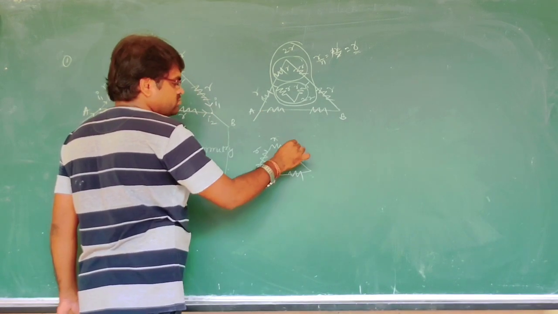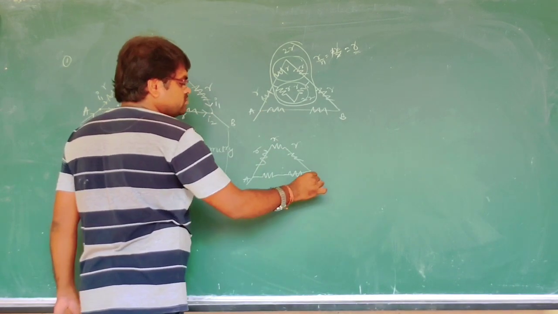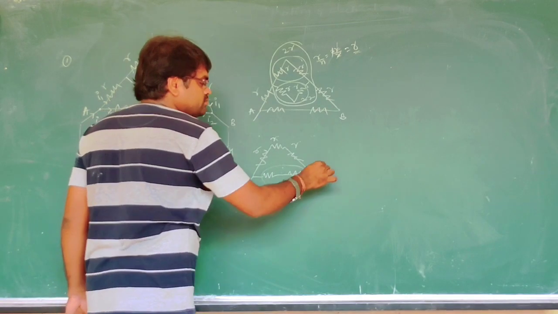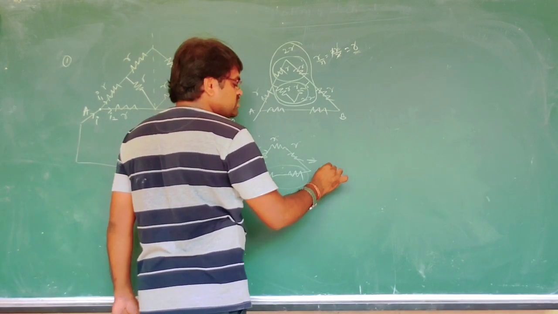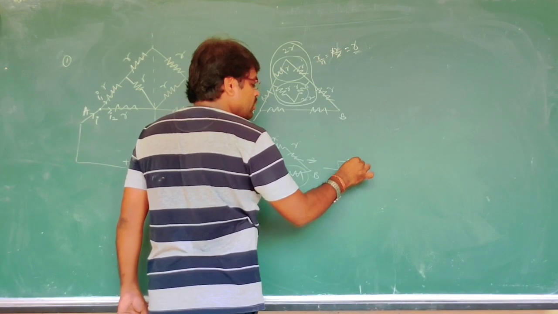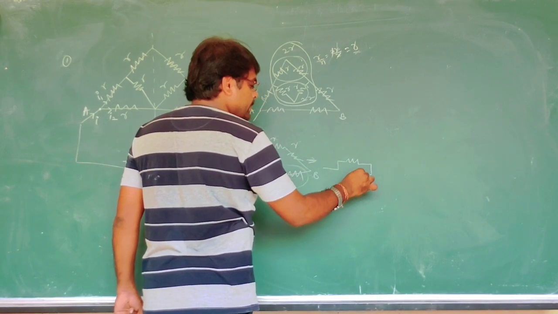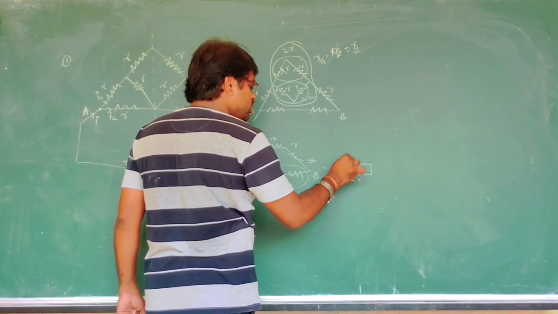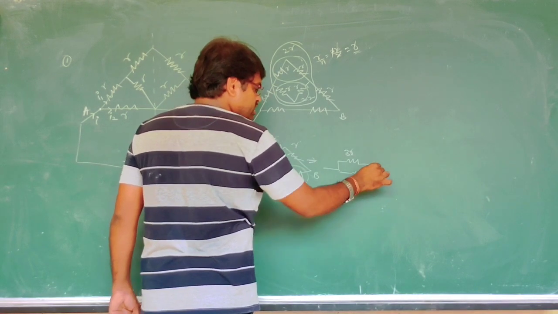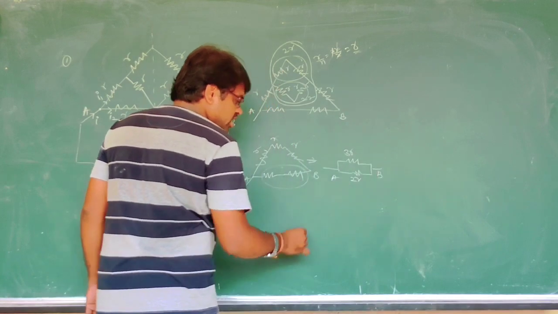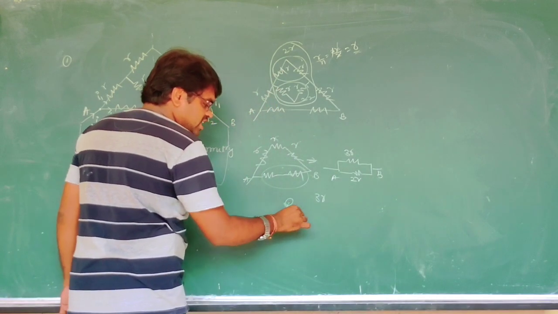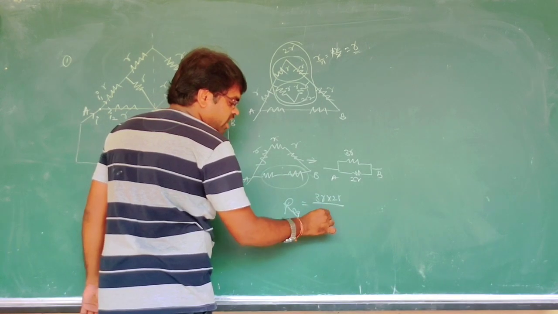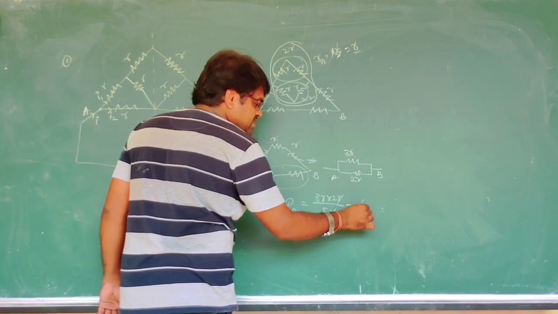R. A, B. 3R, 2R. Modify this. Two R, 3R. What? AB. That is 3R equivalent. 3R into 2R by 5R. Cancel. 6R by 5.